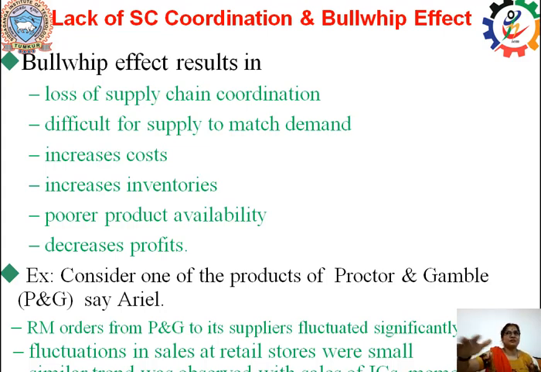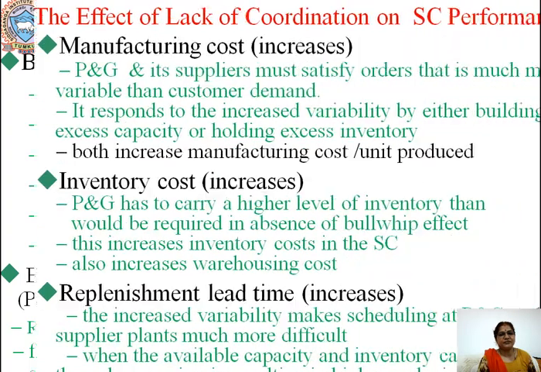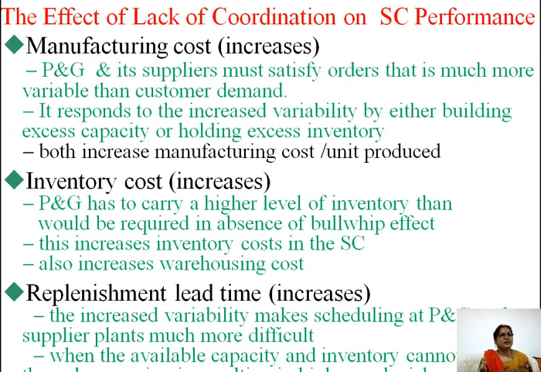Over a period of time, over a year, weekly orders fluctuated to that extent. So this is called the bullwhip effect. So when they ask you to explain with some example, you can give the Barilla example.